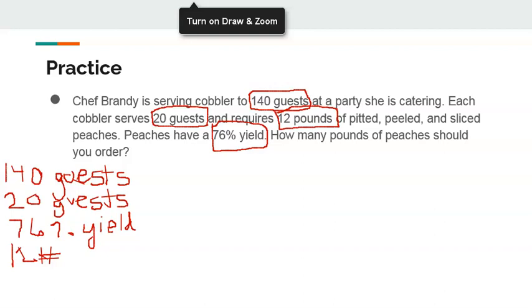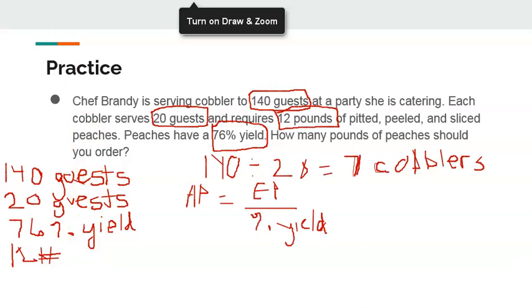So our important information is that we're serving 140 guests. Each cobbler serves 20 guests. There's a 76% yield, and each cobbler requires 12 pounds of pitted, peeled, and sliced peaches. So the first step is to figure out how many cobblers we need. So we take our 140 guests and divide it by 20, and that gives us 7 cobblers needed.